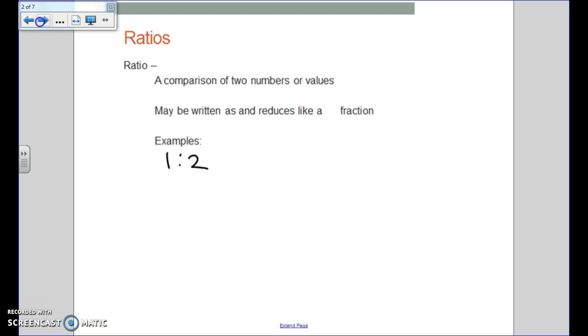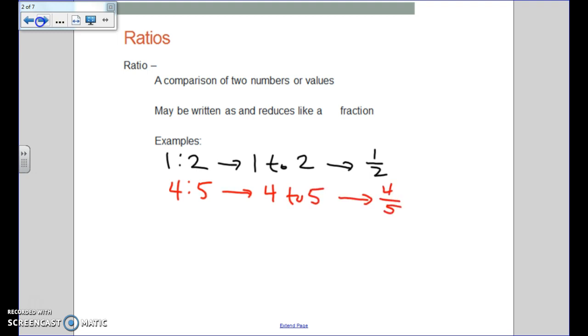It could be written as 1 to 2, 1:2, or 1/2. It all represents the same meaning. Or we could have 4 to 5, also written as 4:5 or 4/5. These are ratios, and we're going to do a little more work with them, but I just want you to be familiar with what I'm talking about when I say ratio. I'm talking about that thing with the colon, or you can think of it as a fraction, or with the word "to" in the middle.